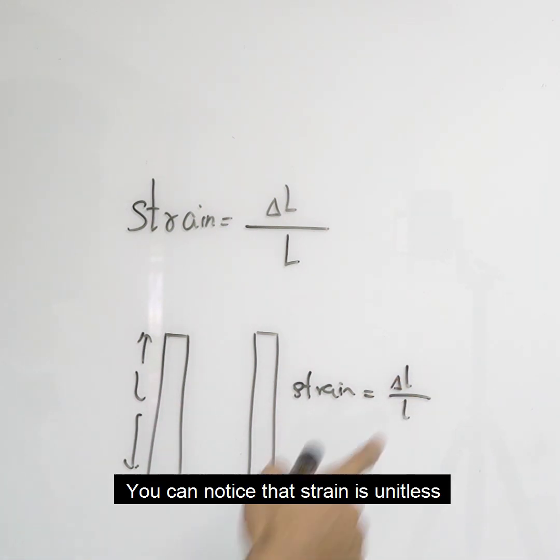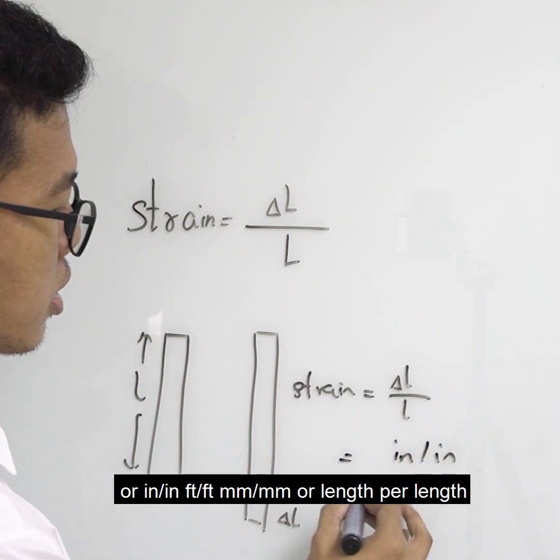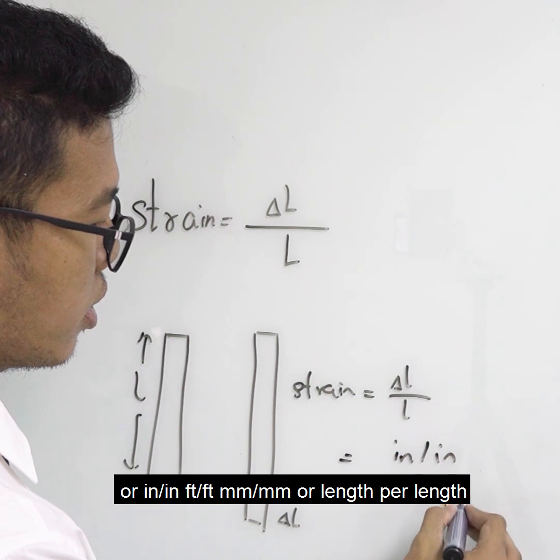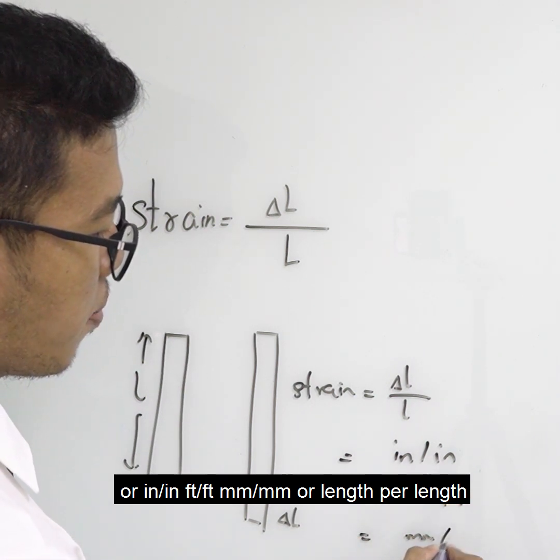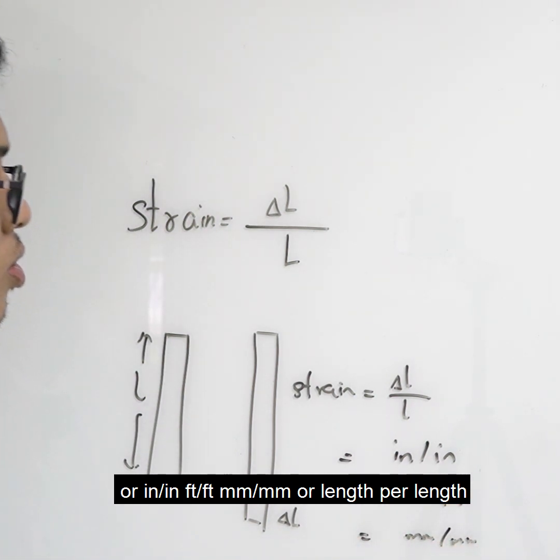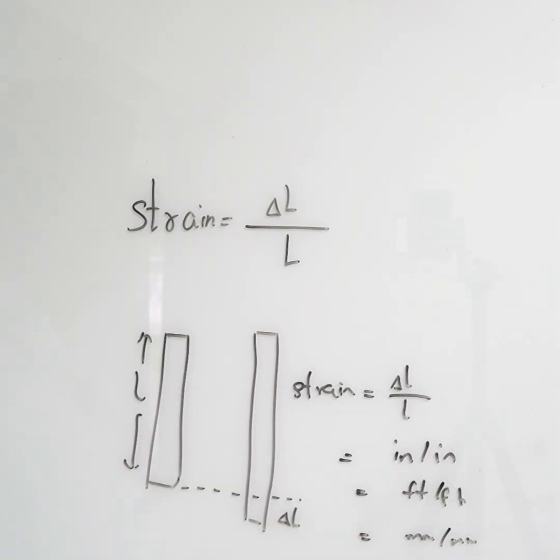In this one, you can notice that the strain has no unit, or maybe it can be like inch per inch, it can be like feet per feet, it can be like millimeter per millimeter. So it also can be called unitless or maybe length per length unit.